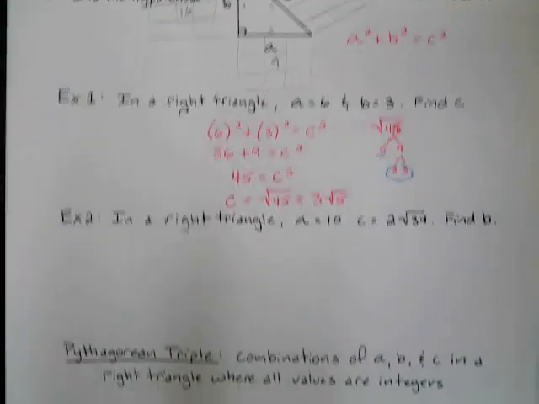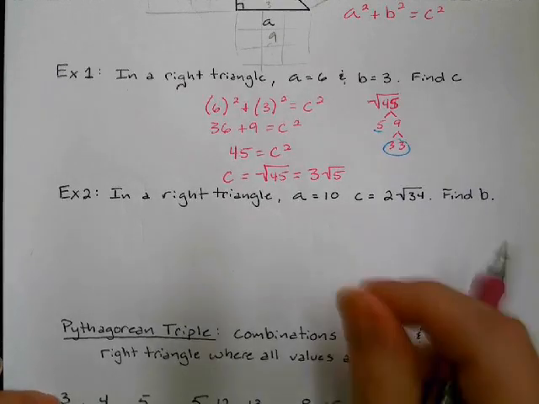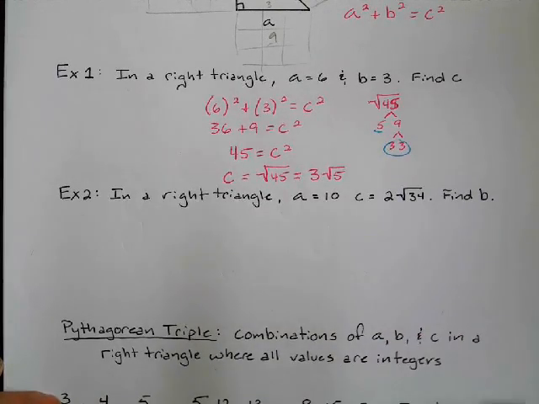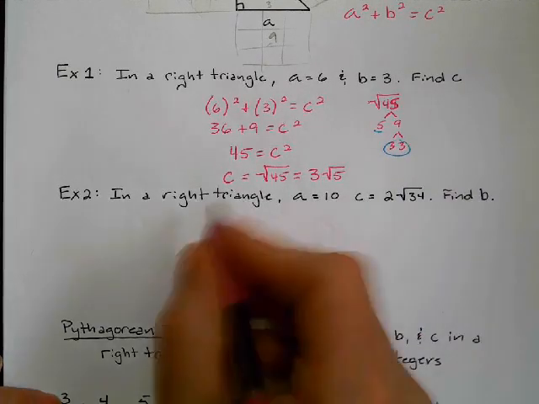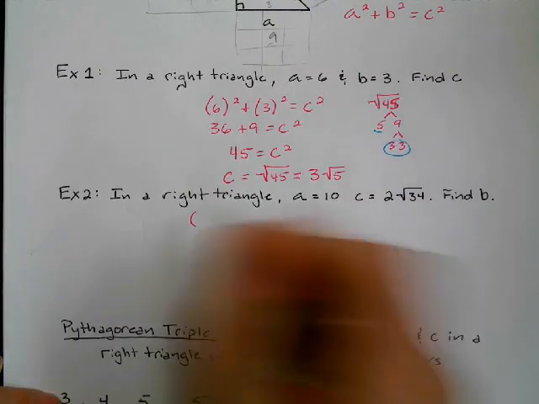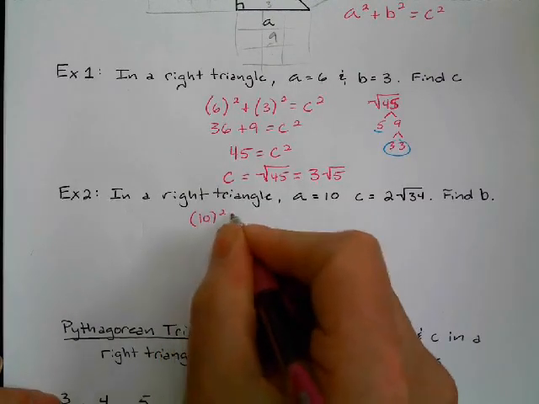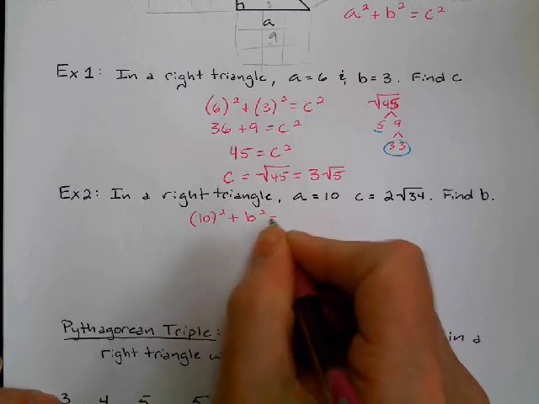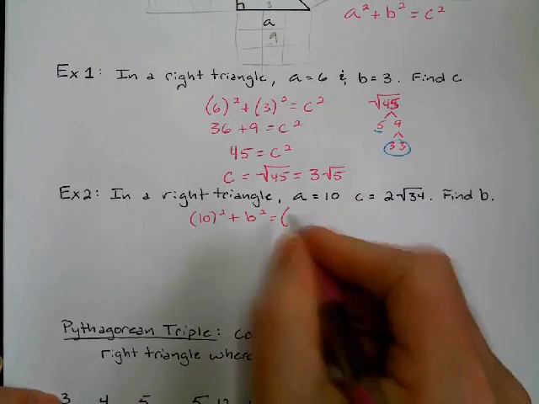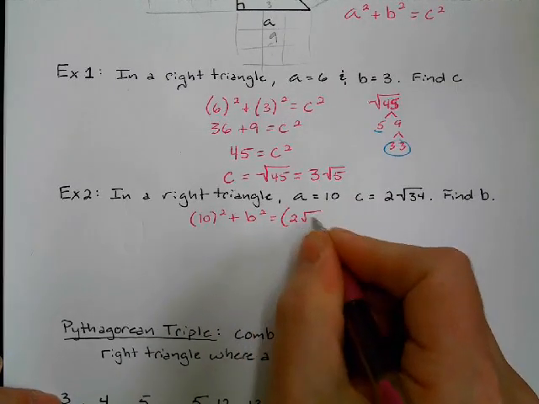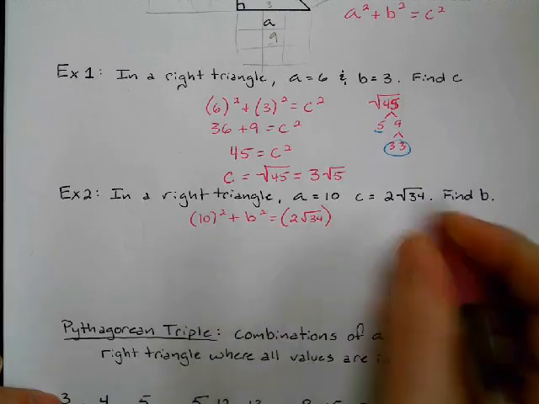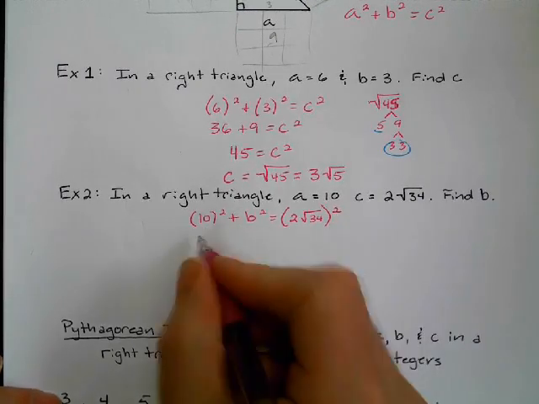Next one. In a right triangle, A is 10 and C is 2 root 34. Find B. Okay, so I'm going to do A squared, so 10 squared plus B squared equals C, which is 2 root 34, squared. So 10 times 10 is 100.